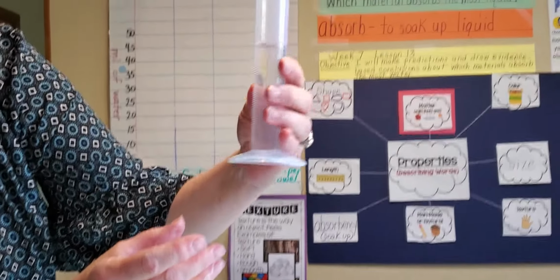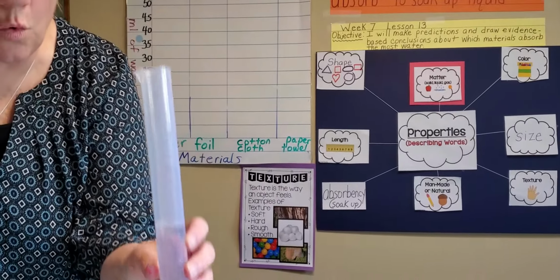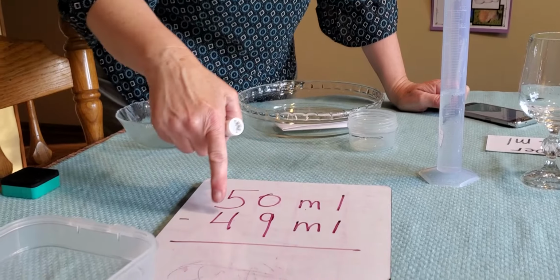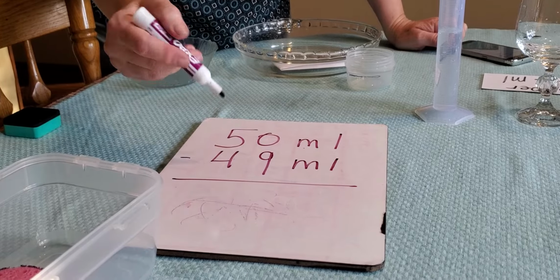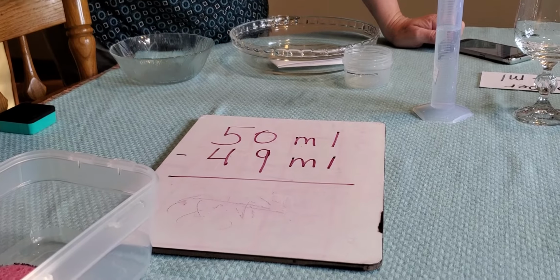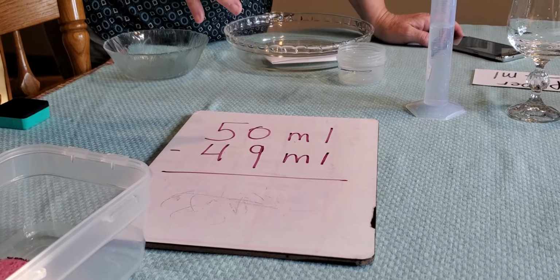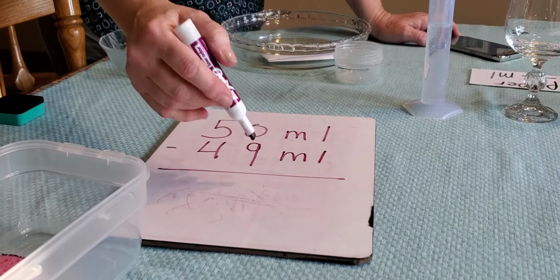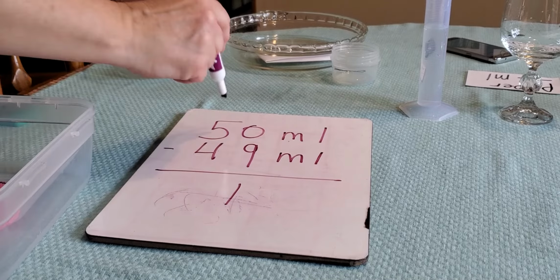So it was 50 milliliters. I see there's 49 milliliters of water that's left. So that means that if I have 50 and I subtract 49 milliliters of water, because that's what I have left, I have 1 milliliter of water left. So that means that 1 milliliter of water was absorbed. All right, so 50 minus 49 is 1. And remember how you do this.